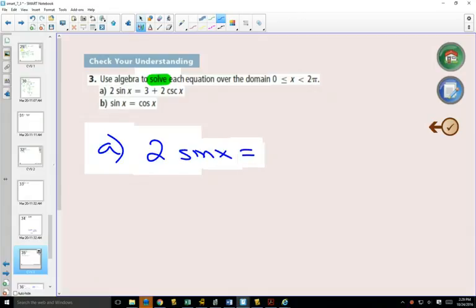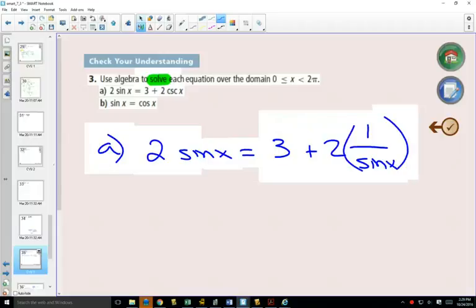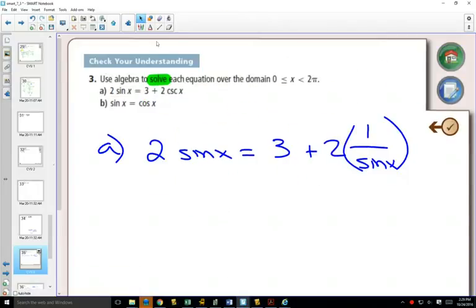What could I change? I could change my cosecant to 1 over sine. If I change my cosecant to 1 over sine, what we've done is we've changed our equation to have only one trig function. Now you have to use your algebra skills from all your algebra units that you've done up till now. How do we solve this kind of equation?